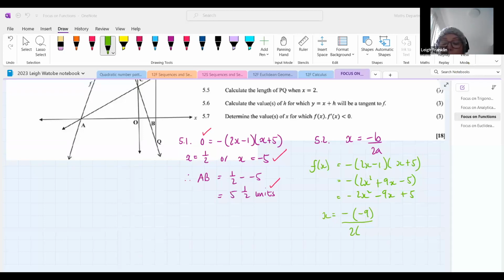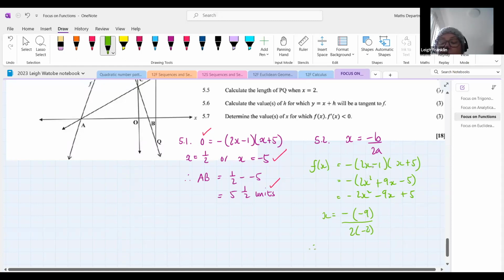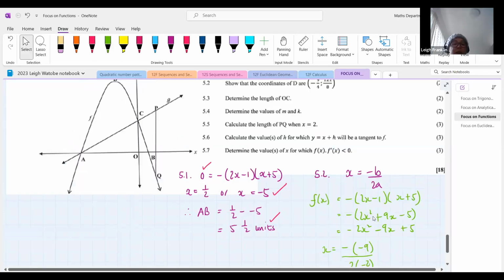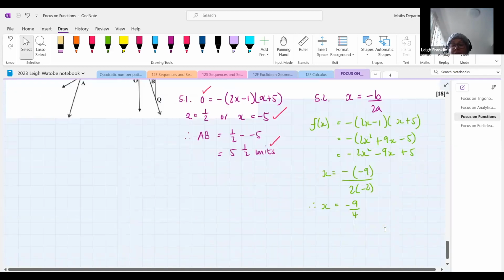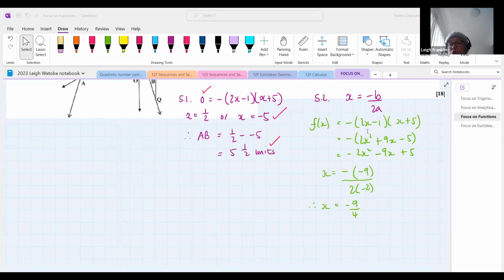It's -2. Just simplifying that, we'd end up with -9/4. A negative times a negative divided by a negative will leave us with a negative. And it makes sense because the turning point is in the second quadrant. So we're expecting a negative x value at that turning point. It makes sense to us. So if we were in grade 11 or in matric, we could do it this way.